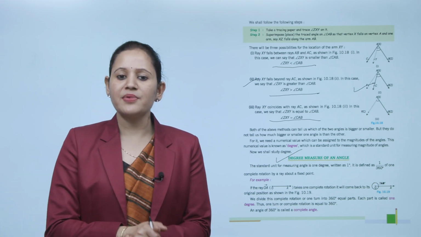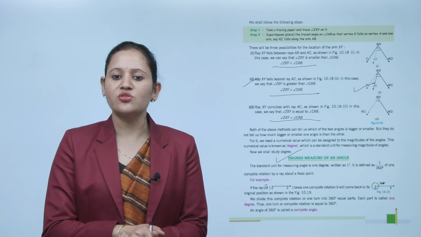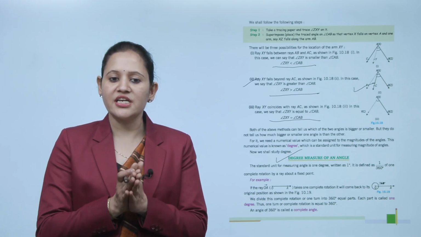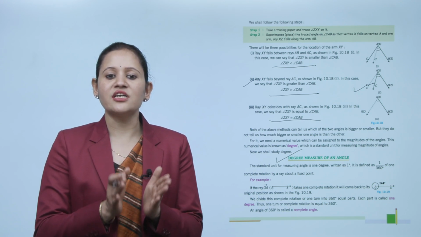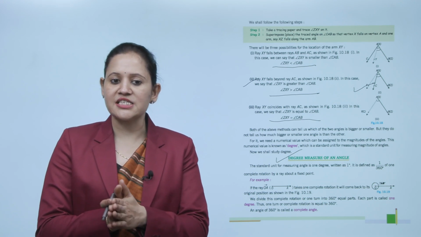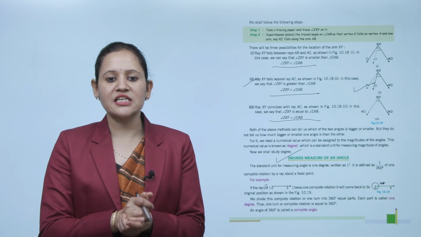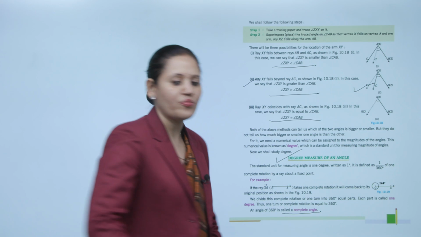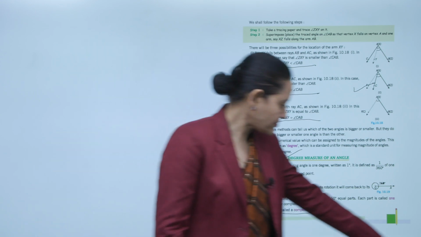So we divide this complete rotation, one turn, into 360 equal parts. Each part is called 1 degree. Thus, one turn or complete rotation equals 360 degrees. An angle of 360 degrees is called the complete angle.